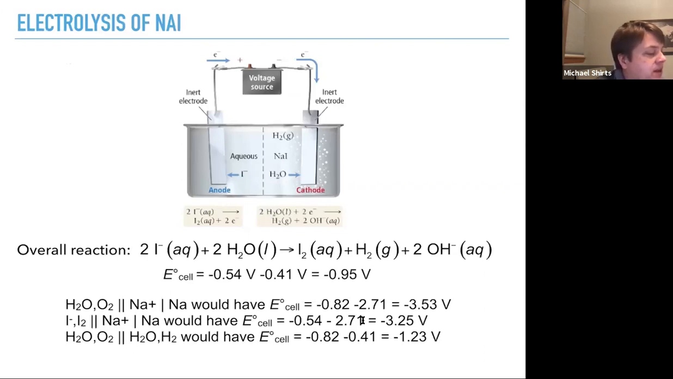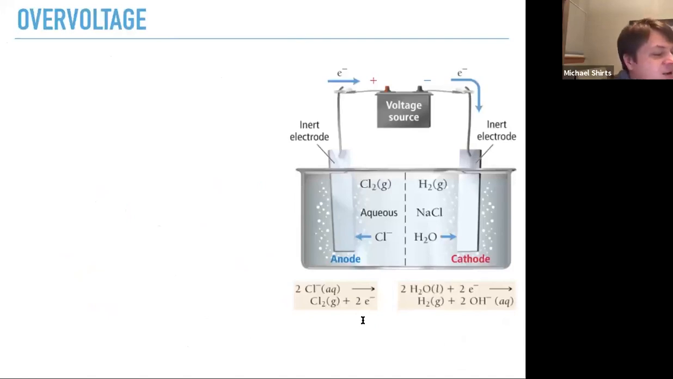the oxidation of I and the reduction of water to get H2. Again, one thing that comes up is this idea of overvoltage, which is that sometimes reactions that have the most favorable or the least unfavorable cell potential might not always occur.